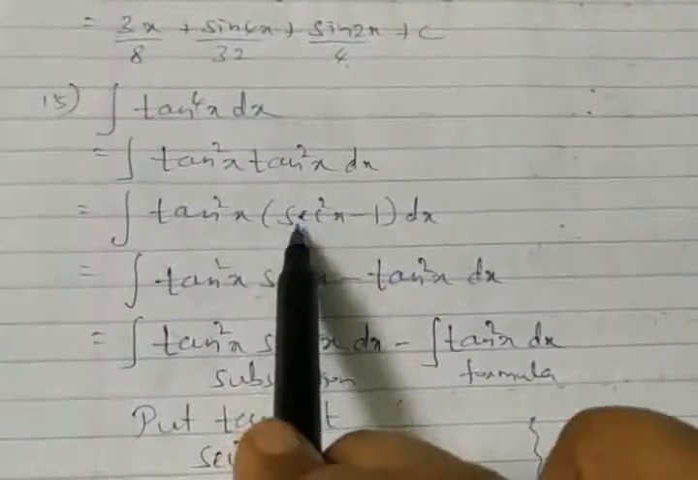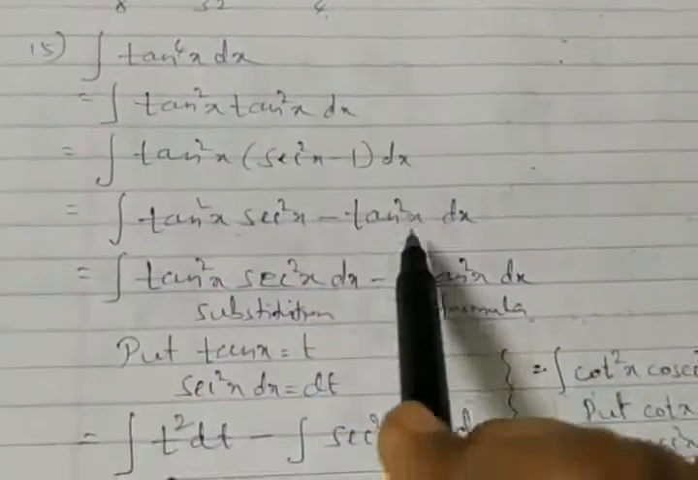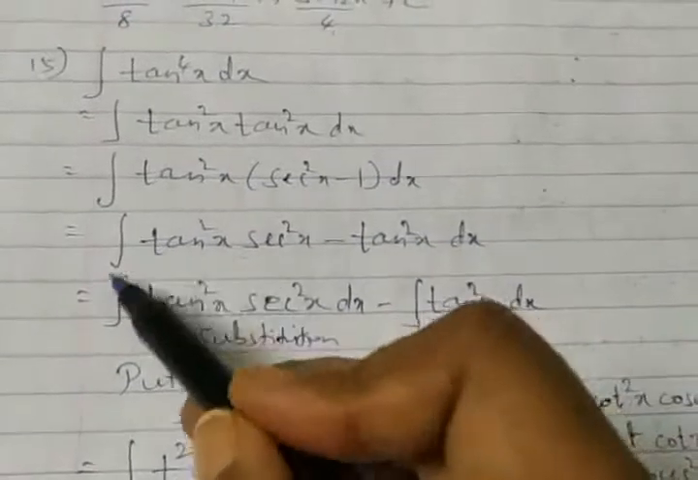So let's go for term by term: tan square x into secant square x minus 1, we had tan square x. I hope you remember integration of tan square x.